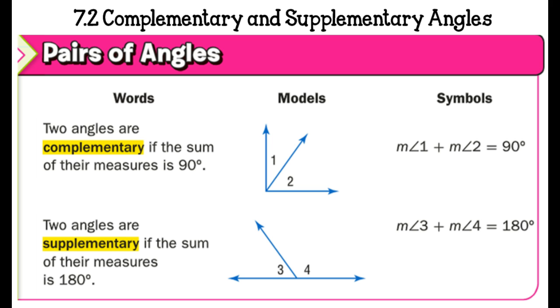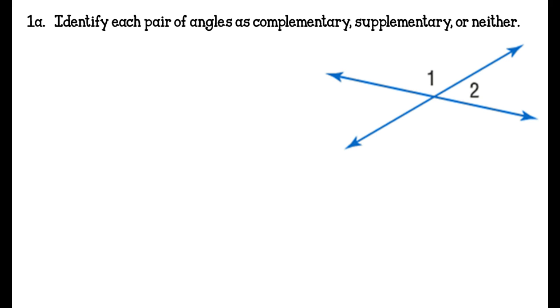Two angles are supplementary if the sum of their measures is 180 degrees. So if you look at your model, angle 3 and angle 4 together create the straight line, which is 180 degrees. So those are supplementary. The way you write that in equation form is measure of angle 3 plus measure of angle 4 equals 180 degrees.